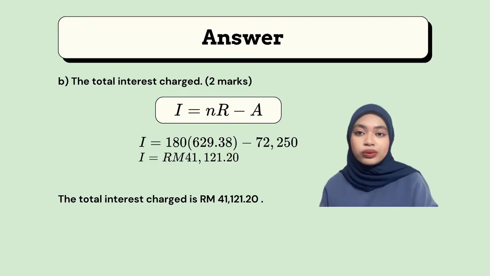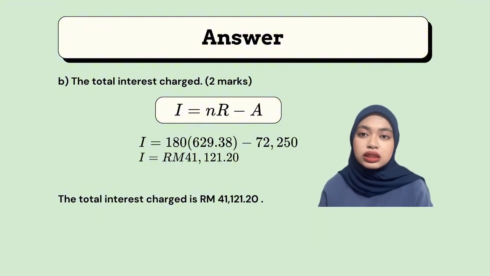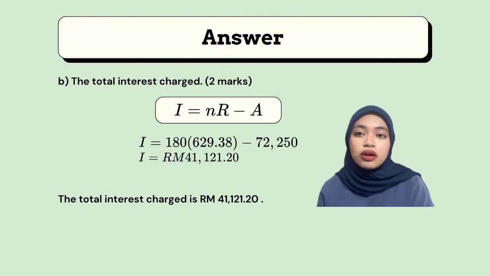Next, for the total interest charge, we calculate using the interest formula, which is I equals nR minus A. So we get 41,121 ringgit and 20 cents. This shows how much extra is paid due to interest over the 15-year loan period.